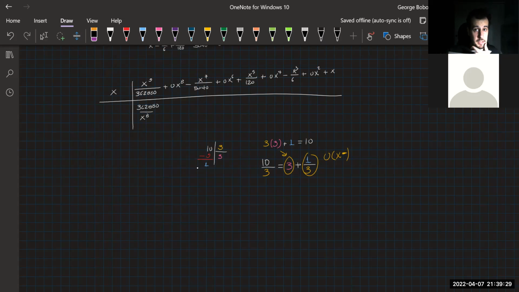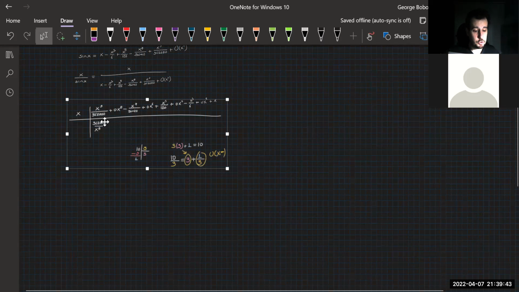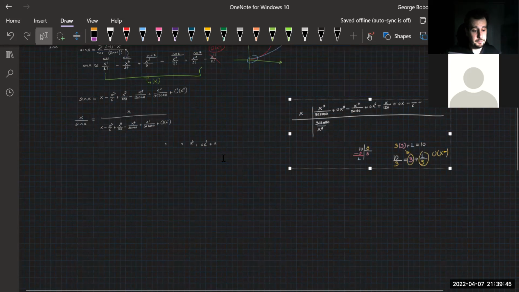I want to do a better example than this. I want to do what happens if you do the opposite. If you have sine over x, what happens there? That's what I want to show you. Something that actually we can do.